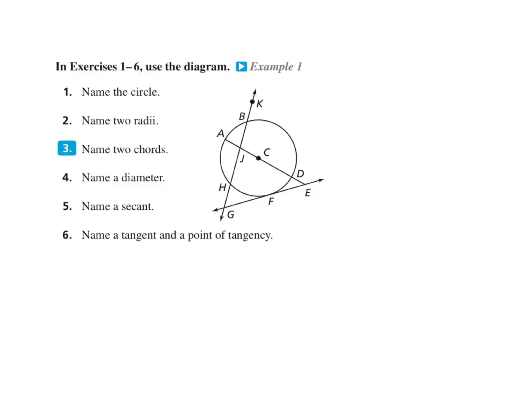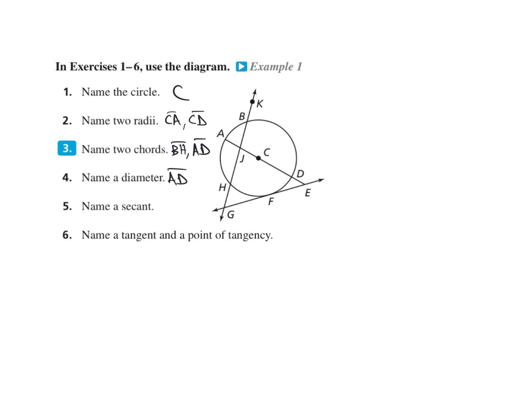All right. Name the circle. Well, we call it circle C. Name two radii. Well, that could be CA and CD. No other radii there. Name two chords. Okay, so BH, and you can say HB again, but really probably AD is the other one. All right. Name a diameter, that's AD.